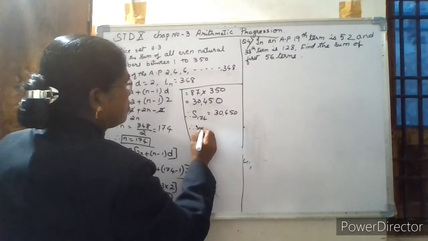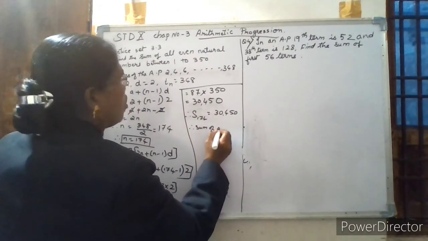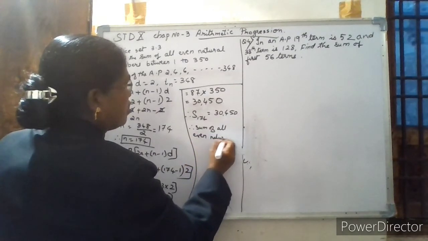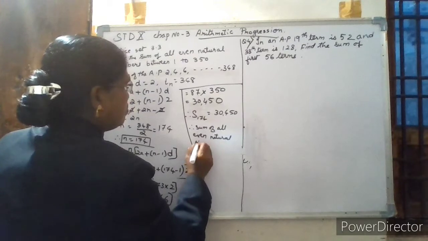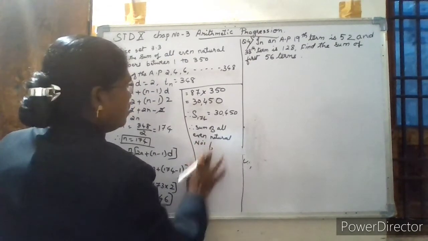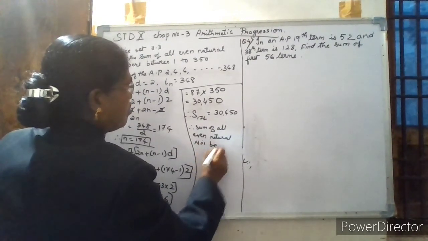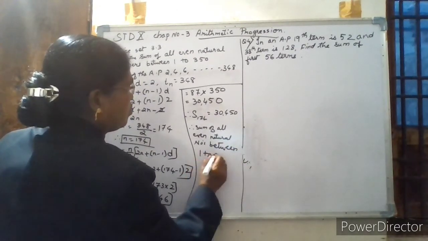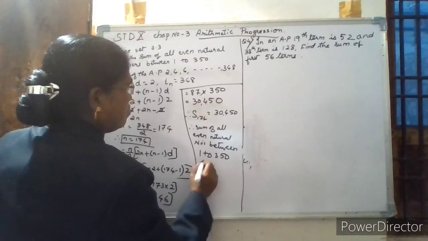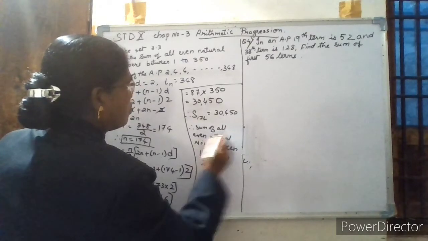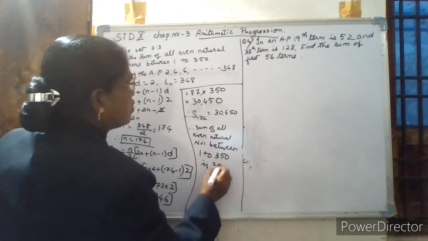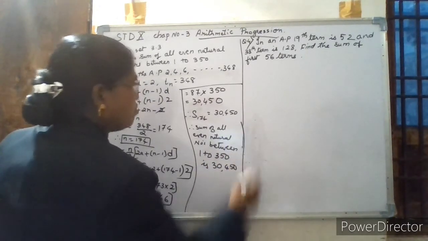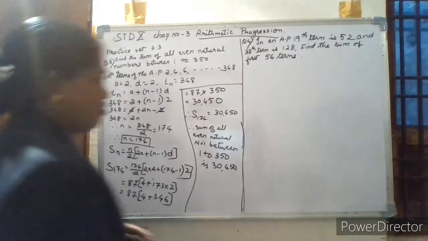Therefore the sum of all even natural numbers between 1 and 350 is 30,450. Okay, now this is solved. Now we go to the next question.